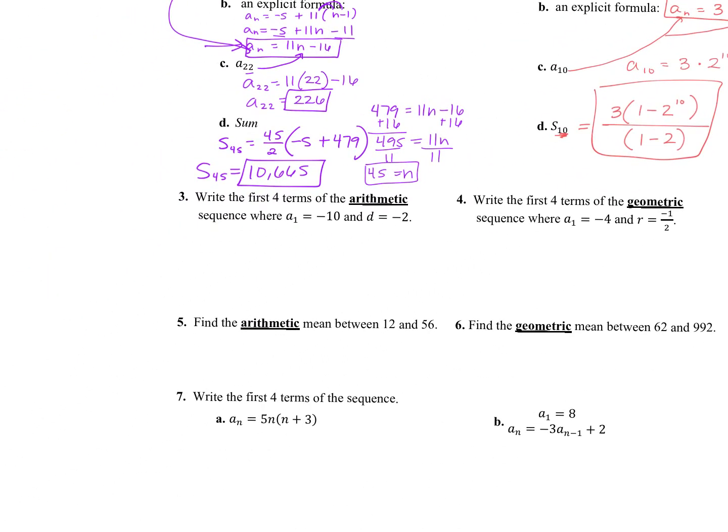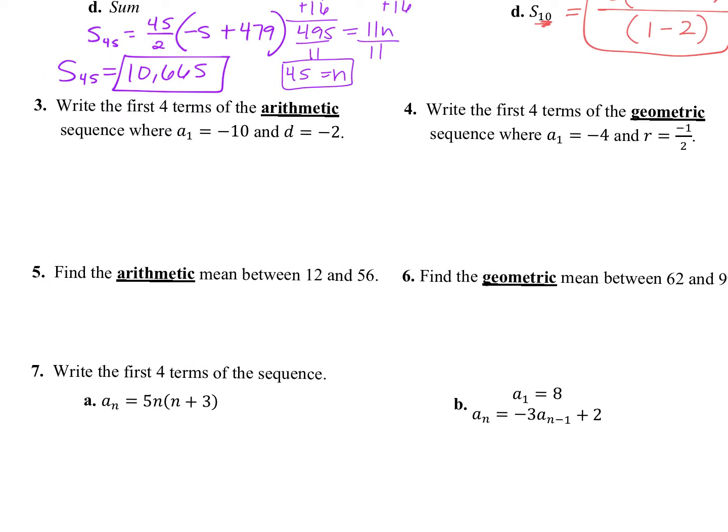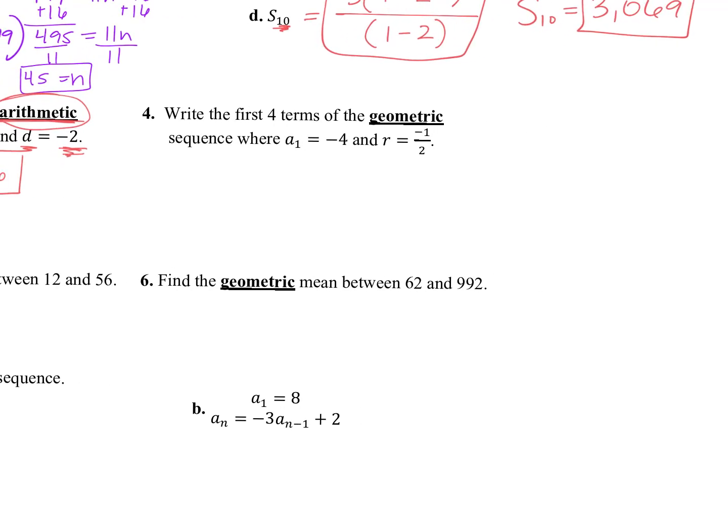Okay. Moving right along. Write the first 4 terms of the arithmetic sequence. Remember, arithmetic means we're adding something each time. So they tell you the first term is -10, and then your common difference is -2. That means you're adding -2 each time. So -10 plus a -2 is a -12. -12 plus a -2 is a -14, and -14 plus a -2 is -16. That is your answer, the first 4 terms. Arithmetic, meaning you're adding. Don't multiply by -2. It's a common difference, right? Adding and subtracting.